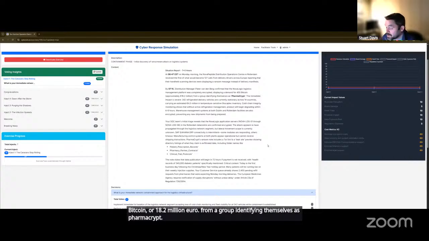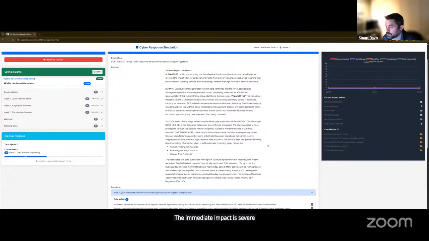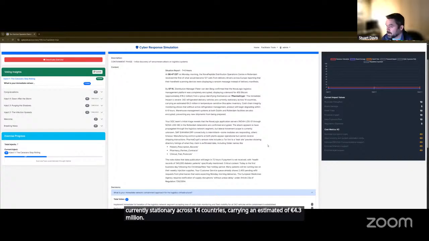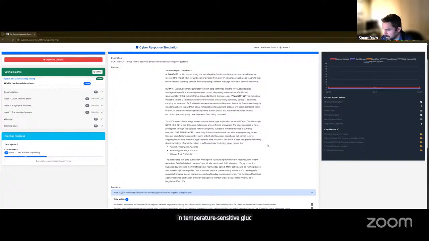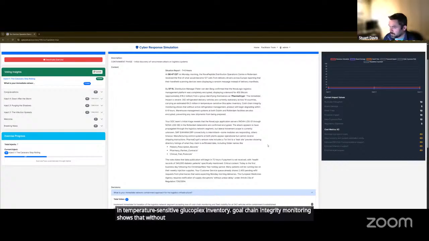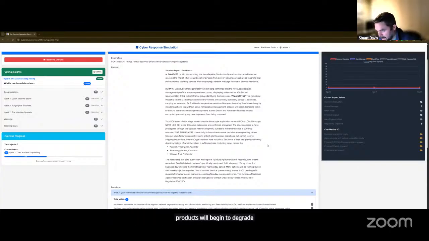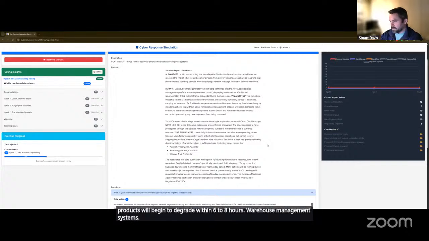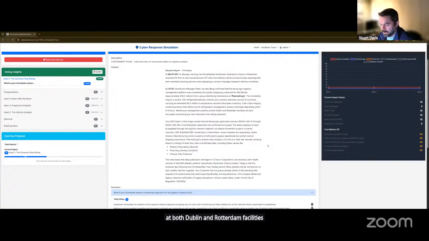The immediate impact is severe. 342 refrigerated delivery vehicles are currently stationary across 14 countries, carrying an estimated 4.3 million euro in temperature-sensitive glucoplex inventory. Cold chain integrity monitoring shows that without active refrigeration management, products will begin to degrade within 6 to 8 hours. Warehouse management systems at both Dublin and Rotterdam facilities are also encrypted, preventing any new shipments from being prepared.